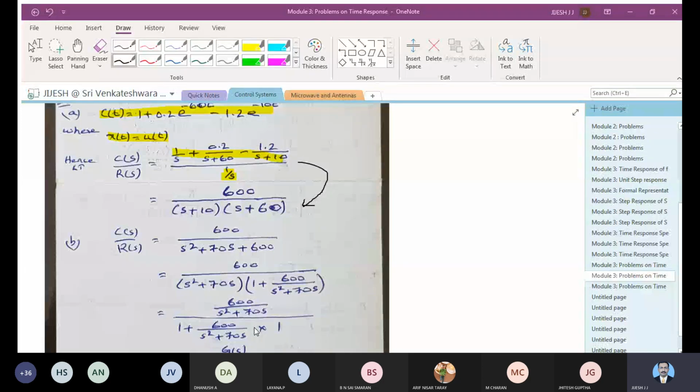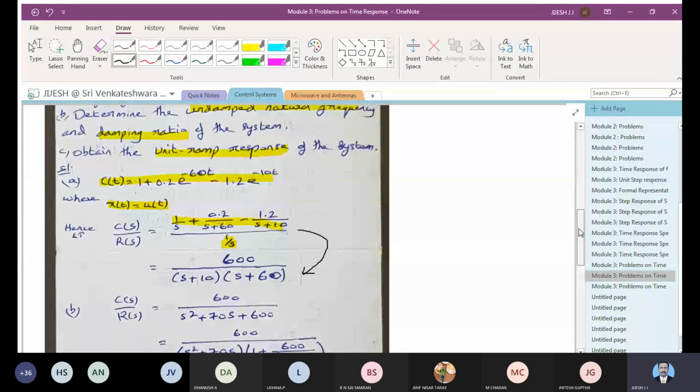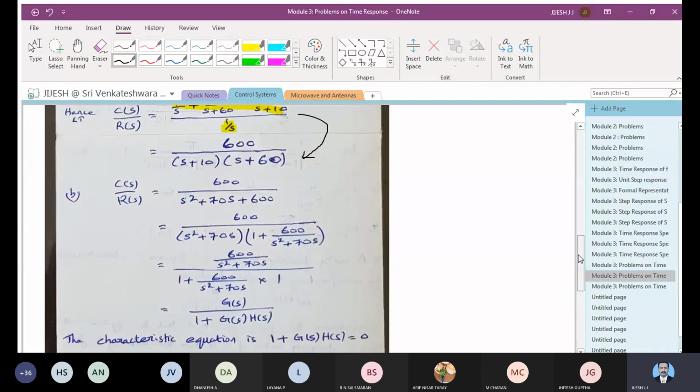So this is pure mathematics what we have done till now. It's just rearranging the equation in the form of G of s by 1 plus G of s H of s. And we are going to get G of s here. It is 600 divided by s square plus 70s. But they have asked in the question to find out the natural frequency and damping ratio. We'll go to that once we get the characteristic equation. And the characteristic equation is 1 plus G of s H of s is equal to 0.